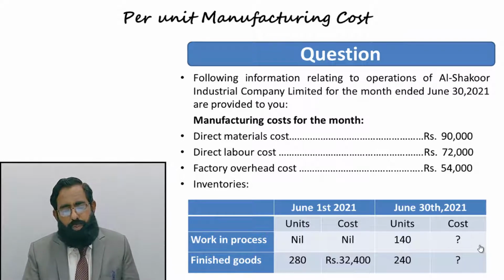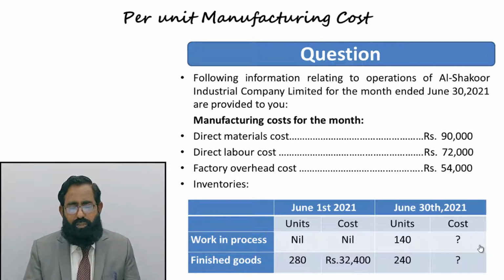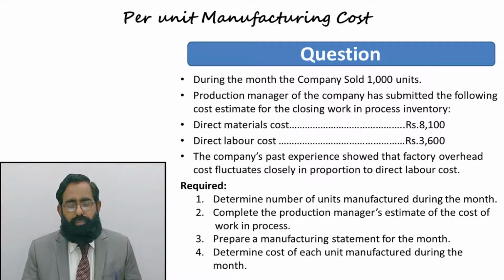Finished goods, opening inventory 280 units with a cost of 32,400 given. In the closing inventory of finished goods, 240 units are given but the cost is not available. Okay, we will find it out by ourselves. During the month, the company sold 1,000 units. The production manager of the company has submitted the following cost estimate for the closing work in process inventory. Direct material cost is 8,100, direct labor cost is 3,600.